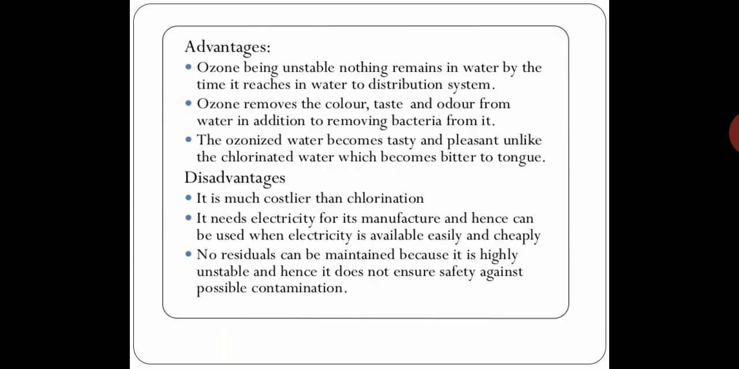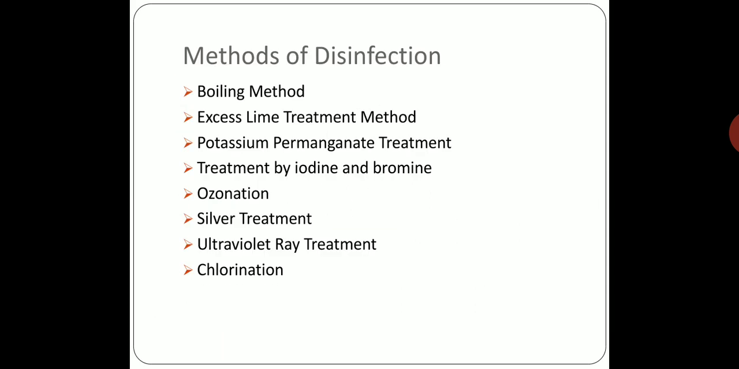The next process of disinfection is the silver treatment method. You might have seen that small babies are fed with a silver spoon. The reason for feeding small babies this way is that silver is a good disinfectant. Anything which comes in contact with silver, bacteria are killed. So water can also be disinfected with silver, and this process is also known as the electrocation method.